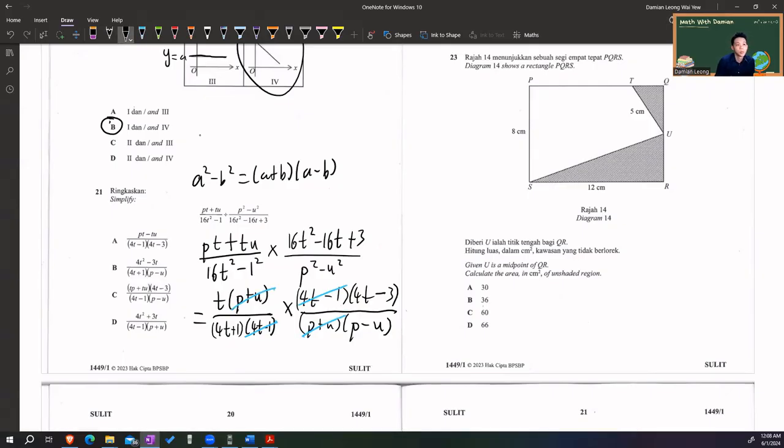So I can multiply inside t times 4t minus 3. 4t square minus 3t. This one, keep it separate. 4t plus 1, P minus U, which is this one, B. Okay, jawapannya B.